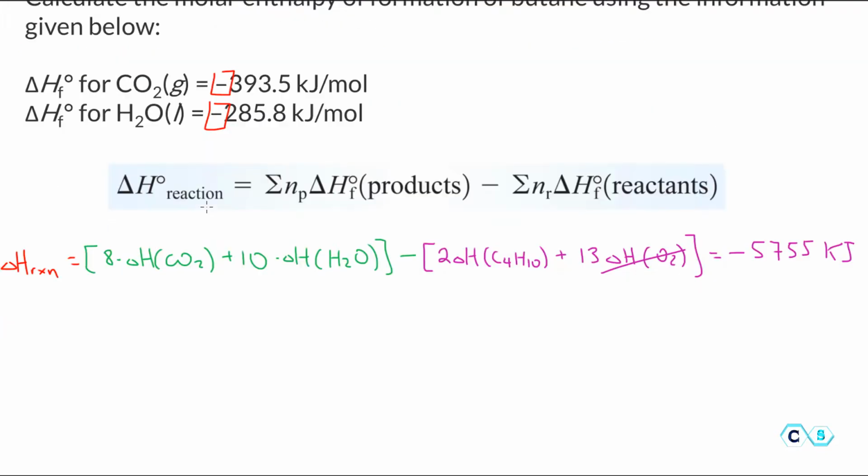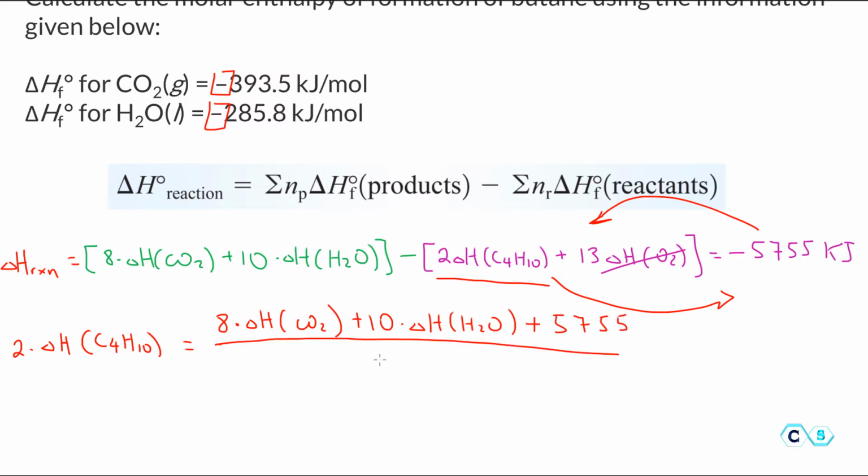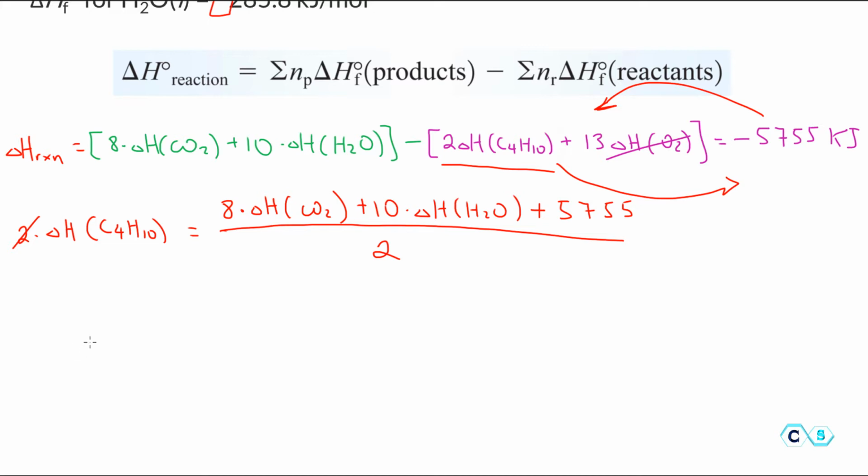At this point, we need to rearrange this equation a little bit and get an expression for the enthalpy of formation of butane. So we can move the enthalpy of formation to this side of the equation and bring the enthalpy of the reaction to this side. If we do that, what we have is that 2 times the enthalpy of formation of butane is equal to 8 times the enthalpy of formation of CO2, plus 10 times the delta H of the water, plus 5755, and we divide this by 2. And here we just need to add the numbers.